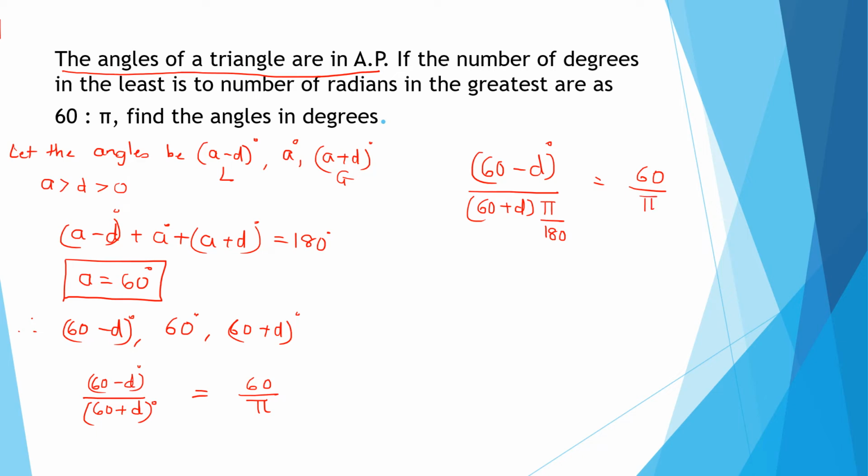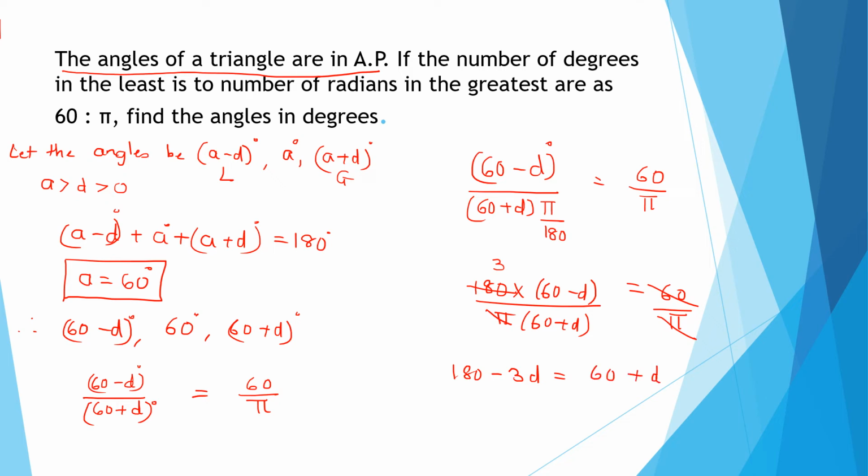So 180 will go up. So (180 minus d) into pi upon (60 plus d) is equal to 60 upon pi. So pi cancels, 60 3s are 180. So what will come? 180 minus 3d equals 60 plus d, that is 180 minus 60, 120 is equal to 4d, therefore d is equal to 30 degree.